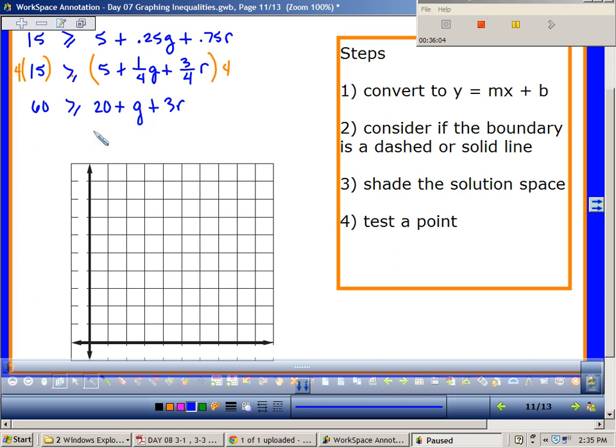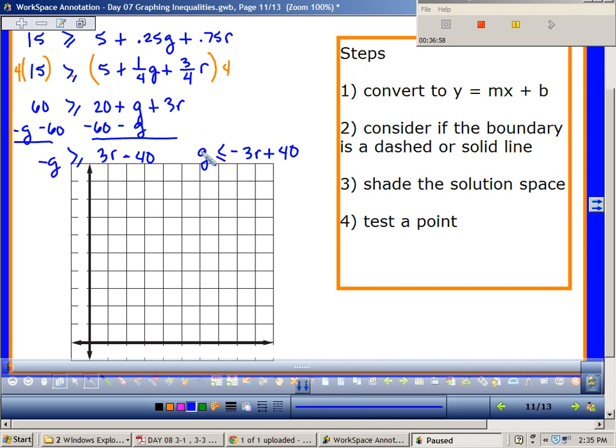Which is the easiest variable to solve for? G. So let's put G on this side and 60 on that side. Subtract G from both sides and subtract 60 from both sides. I'm left with negative G is greater than or equal to 3R minus 40. I'm trying to make it look like y equals mx plus c, just like the other graph. But I don't usually have a negative in front of y, so I'm going to take the inverse of everything, which is g. I have to make sure I switch that sign too, right? Inverse of greater than makes it less than or equal to negative 3r plus 40.